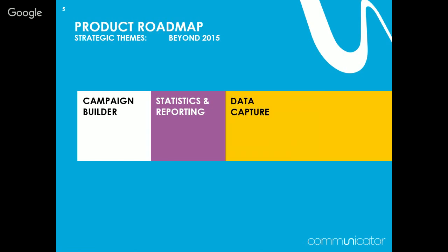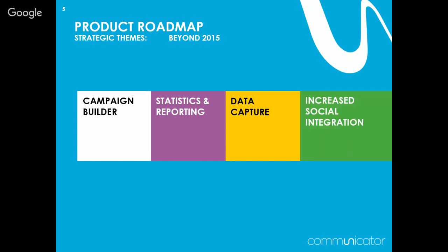And then the third strategic theme we'll be looking at is the data capture area of Communicator. It's probably one of the older parts of the platform, and we feel there is certainly a lot we could be doing there to help you guys collect more valuable data, so you can help tailor your messaging, personalize it. So we're gonna look at rewriting that entire area.